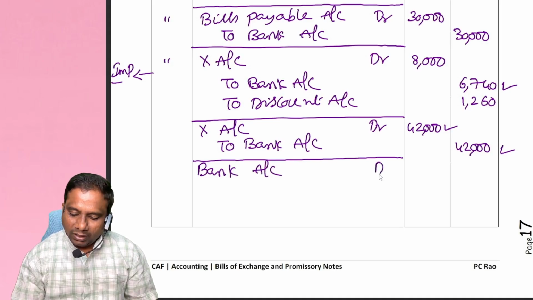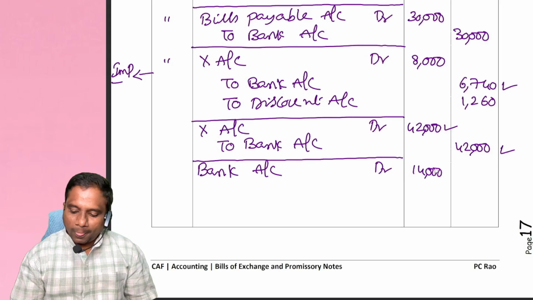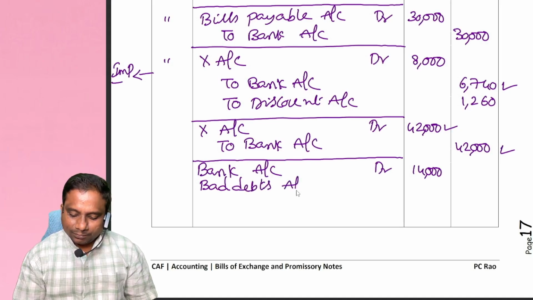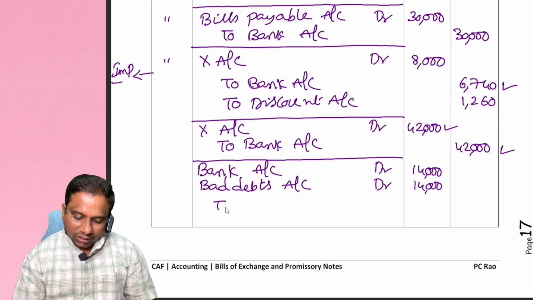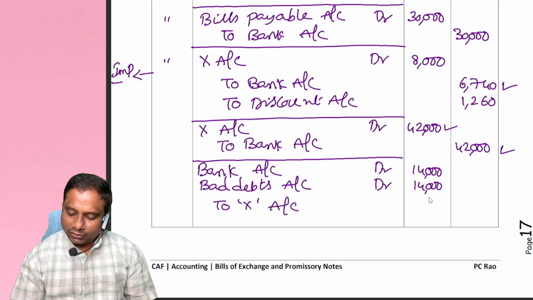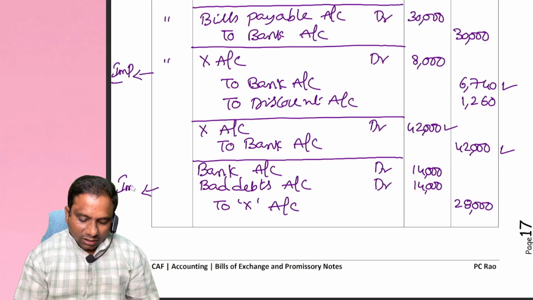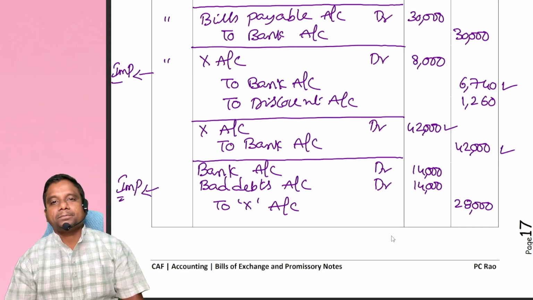So go to the books of Y, write down the entry, final payment receipt entry. Bank account debit 14,000. From our point of view, it is bad debt, na? Bad debt account debit 14,000 to, now finally X account gets closed, 28,000. That's it. Last entry important.